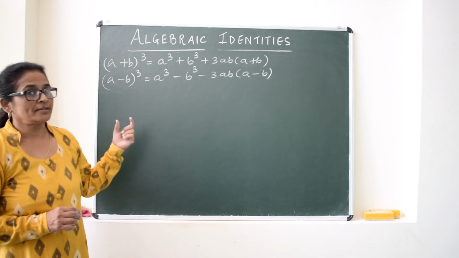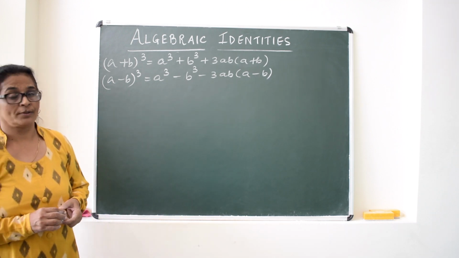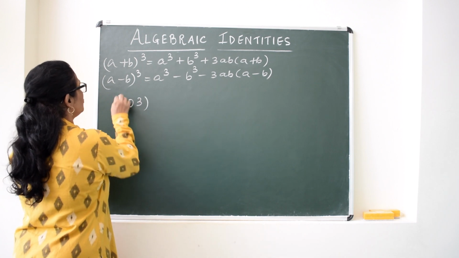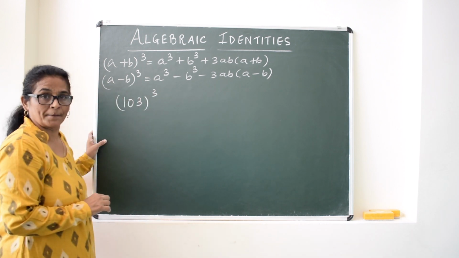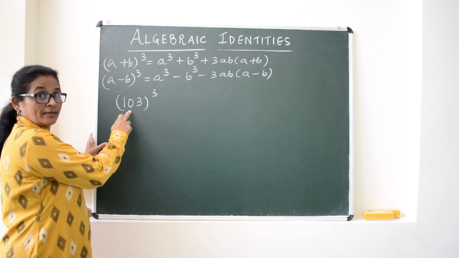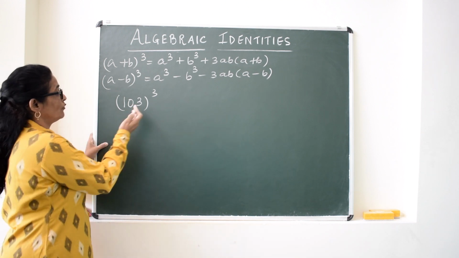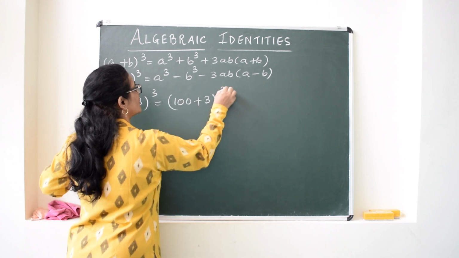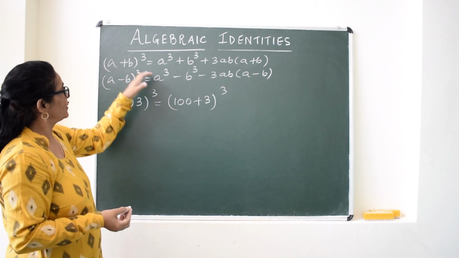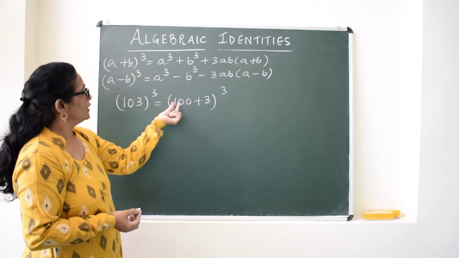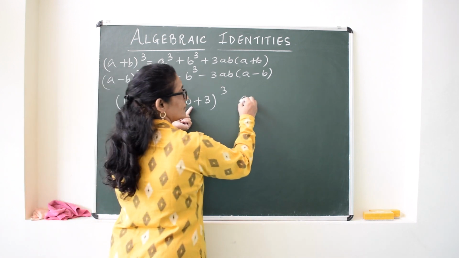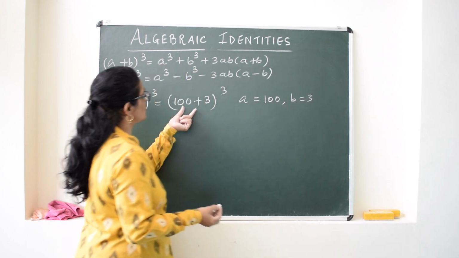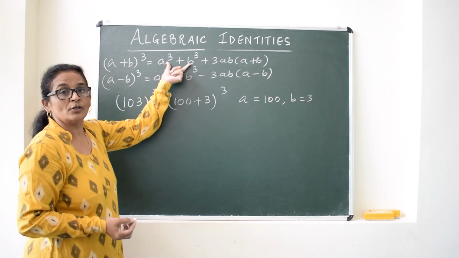Now the same identities can be used for numbers also. If it is given, find out the cube of 103. So this we will break and write in the form of (100 + 3) the whole cube. So now you compare this with (a + b) the whole cube. a is 100 and b is 3. So we will just substitute these values in the expansion.